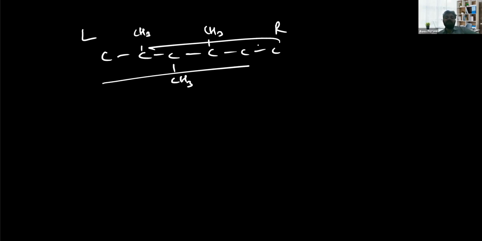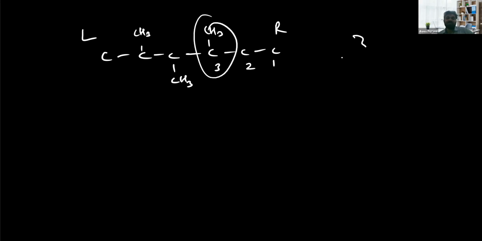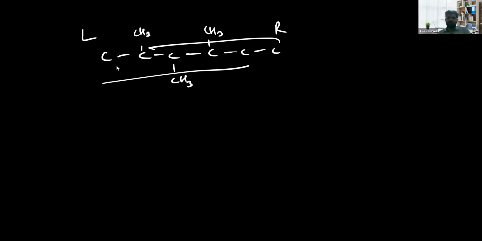So from which side should you do the numbering? From right to left or left to right, in this case? Sir, right to left? Why? All are CH3. So if you do 1, 2, 3, then the first functional group is at the 3 position. And if you do it from here, you will get the first functional group at the second position. So you have to do it this way, from left to right. Got it?